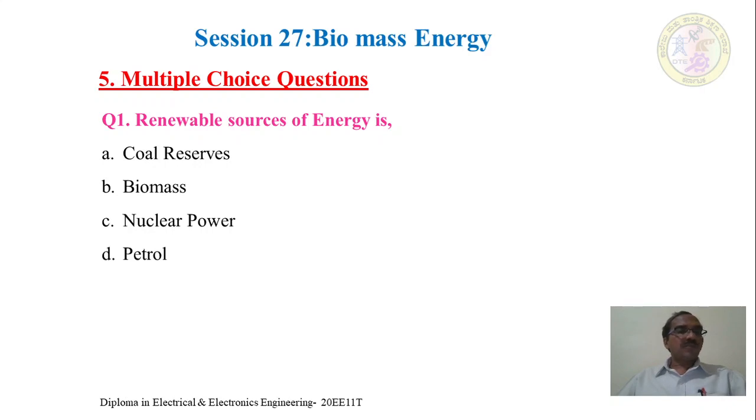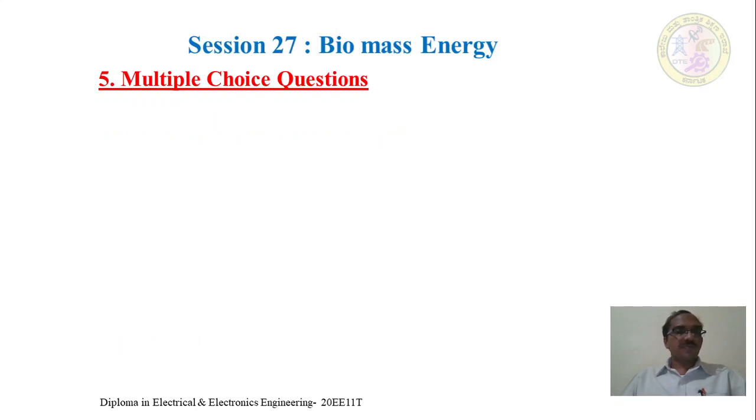Whether it is a coal resource, biomass, nuclear plant, power, or petrol. In this, coal, nuclear, and petrol are non-renewable, which means once they are used, they cannot be reproduced. So what is left out? Biomass. It is the only thing which can be reproduced.